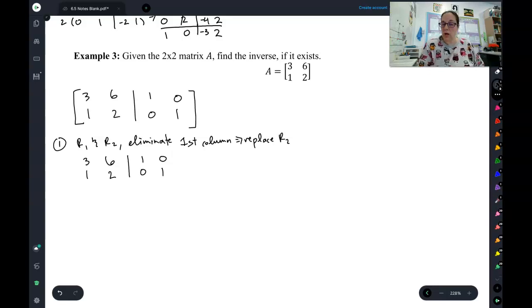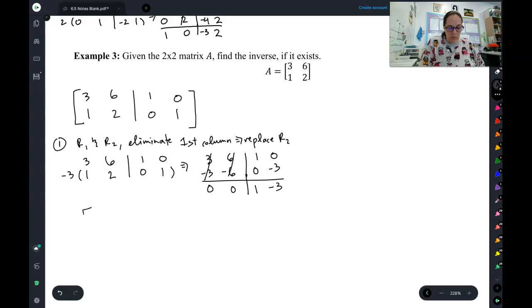Right now, my first column is not going to eliminate, so times that by -3. So we get -3, -6, 0, -3, multiply it all the way through. And, ooh, both of these eliminate, and I get 1, -3. So let's replace row 2 with that like we said we would.